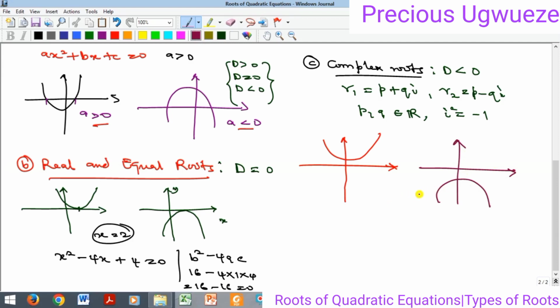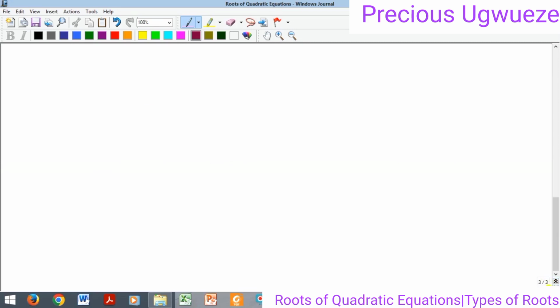So these are the three categories or nature of quadratic roots that we have, and we'll quickly look at some problems or questions that you can see from these concepts that we have studied now.